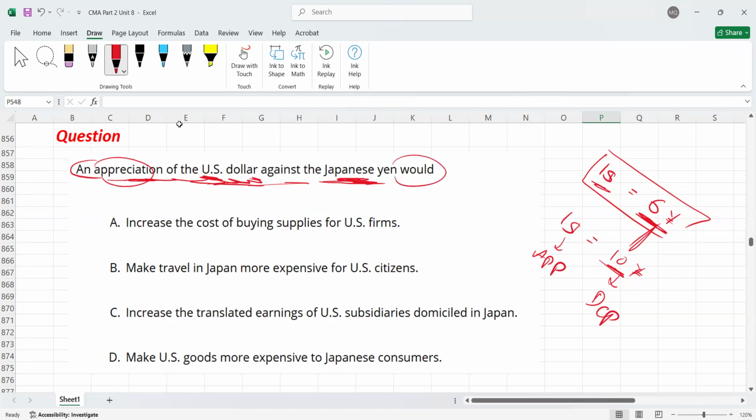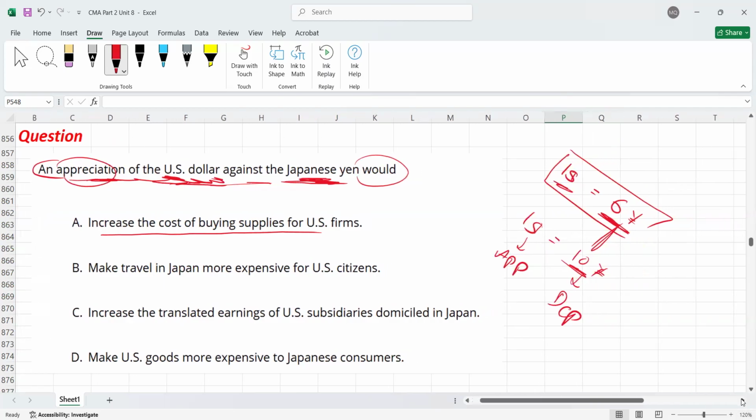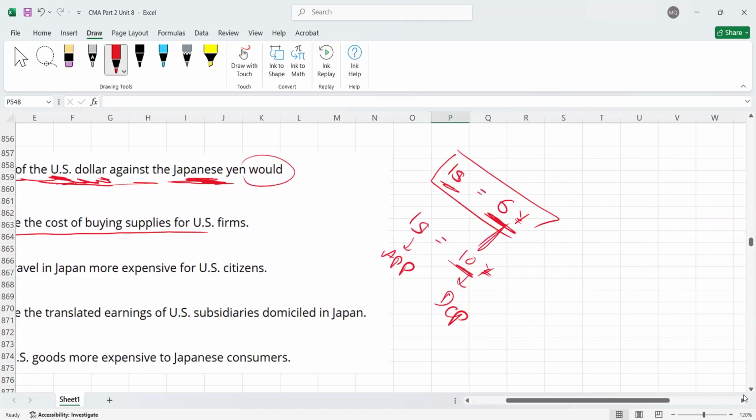What would increase the cost of buying supplies from US firms? Increase the cost of buying supplies from the US firm? Okay, think now this way. Let's assume you are living in Japan. You bought goods and you have to make a payment of $1,000. You have to make a payment of $1,000. Okay, you are living in Japan.